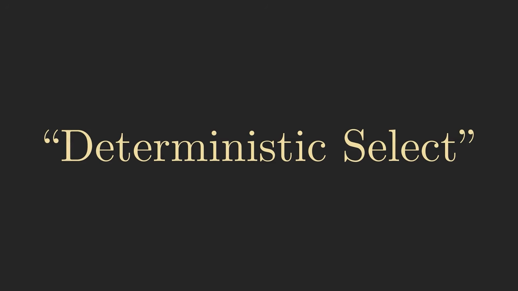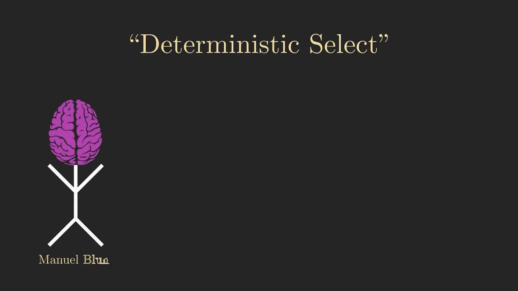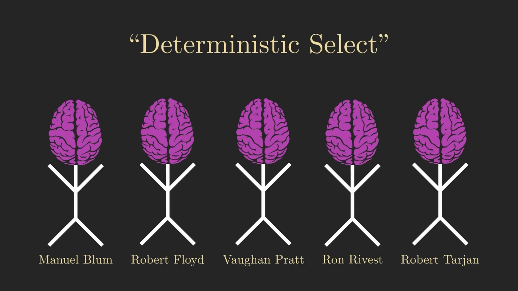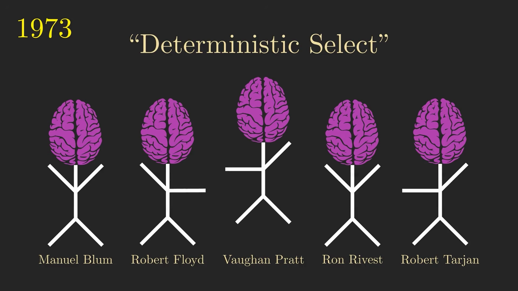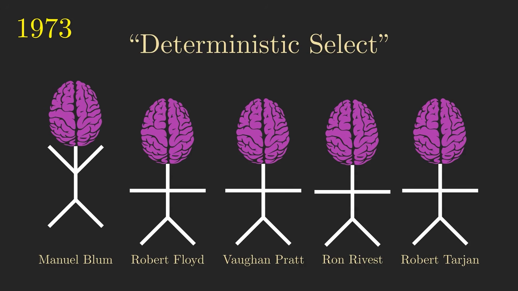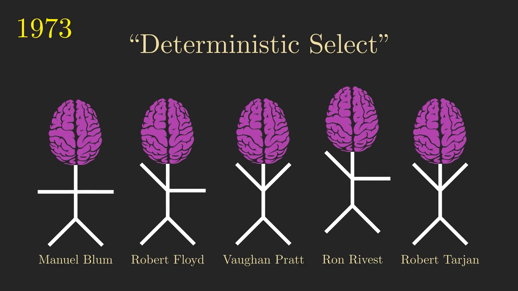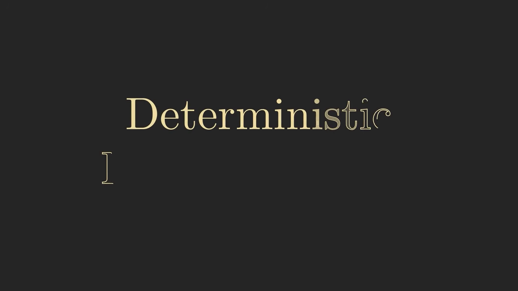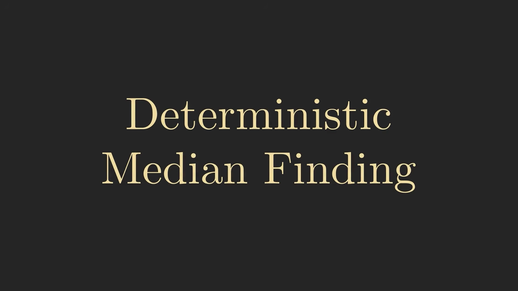The deterministic version was discovered by Manuel Blum, Robert Floyd, Vaughan Pratt, Ron Rivest, and Robert Tarjan in 1973. And it took over 10 years and 5 of the world's leading computer scientists to create it because, well, the algorithm is just really sneaky, and it fits together in a quite beautifully unexpected way, with the help of a magic number I've been referencing. So let's see how deterministic median finding works.